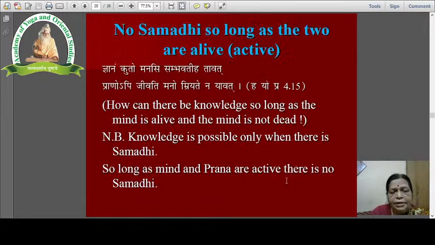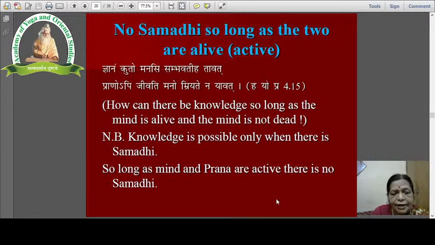Now, there is no samadhi so long as the two are alive or active. So long as prana and mana are alive or active, there can be no samadhi. So Hatha Yoga Pradipika says, "Jnanam kuto manasi sambhavati hatavat pranopi jivati mano miryate na javat." So how can there be knowledge? Knowledge is attained only by attaining samadhi.